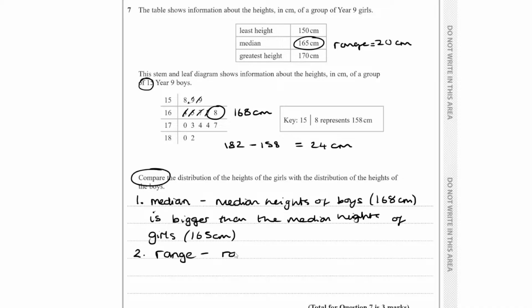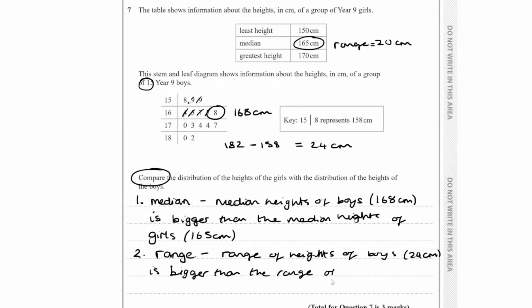So I would say the range of heights of boys, and I'll put in brackets the numbers, 24, obviously make sure you don't get the numbers wrong, otherwise you'll lose the marks, is again bigger than the range of heights of girls, which was 20. Again, you're literally making the comparison. It seems almost too straightforward. You're not analysing anything, you're not explaining why, you're just stating what's there, stating the obvious, stating the facts.